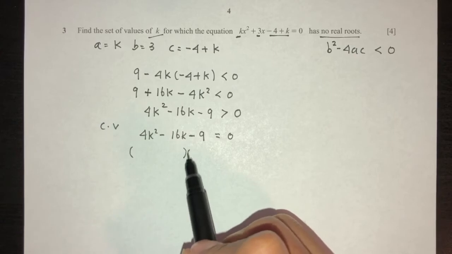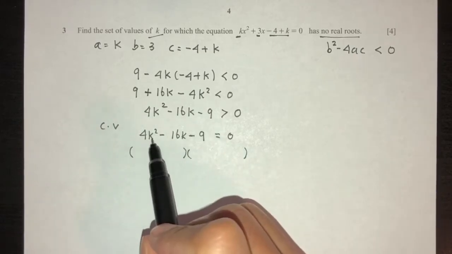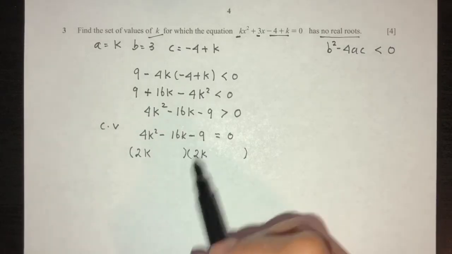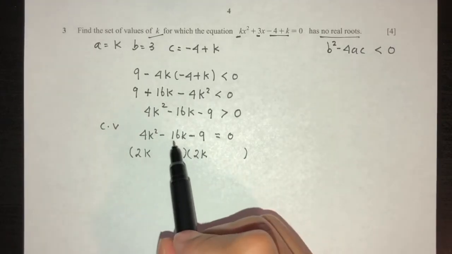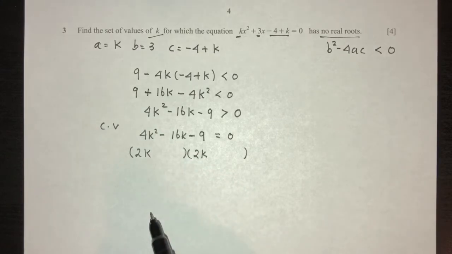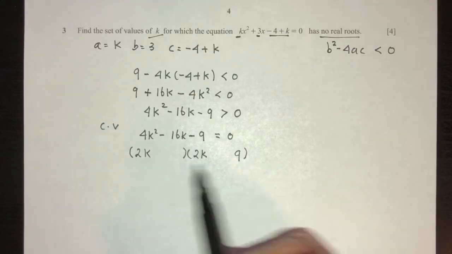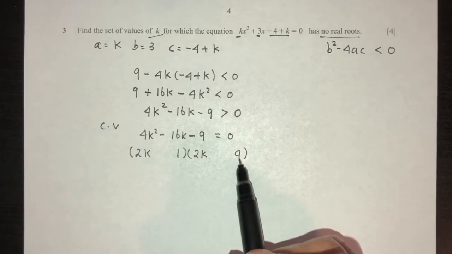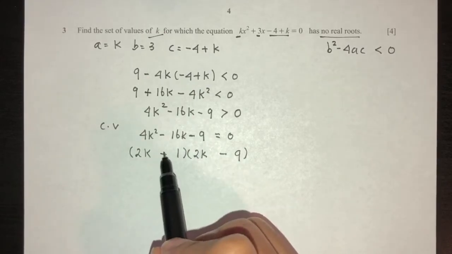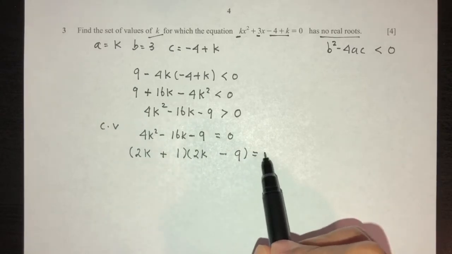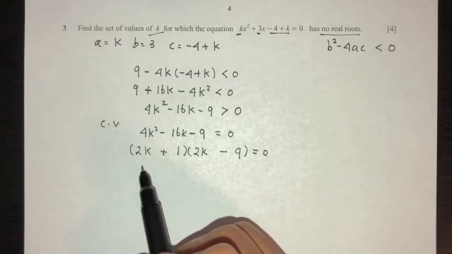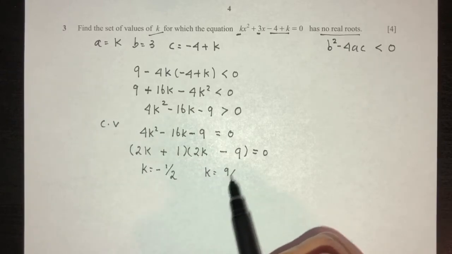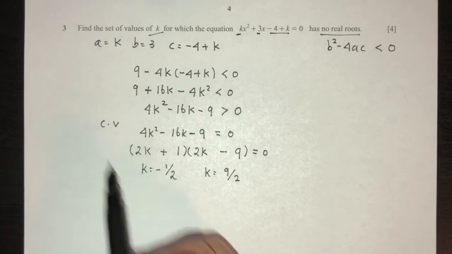So we have two brackets. 4k squared is 2k times 2k, and 9 is, so let's see, how can you get this? So you have to have 9 and 1, because 2k times 9 is 18k. We have to have minus 18 plus 2k to get minus 16k. Now k is equal to minus half, or k is equal to 9 over 2. So these are the critical values of k.